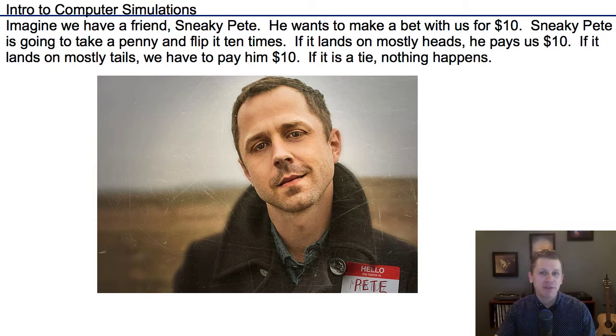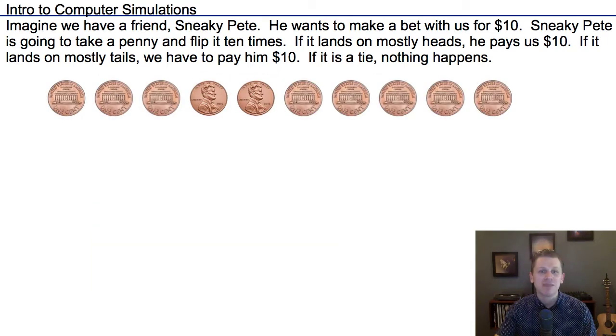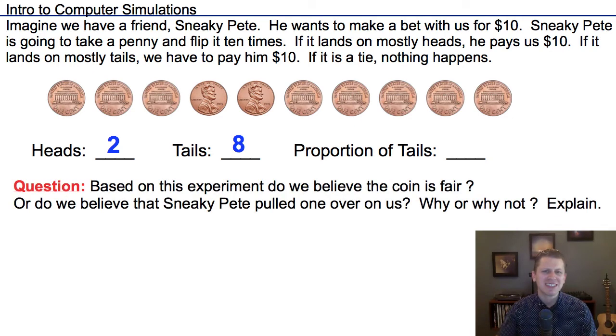Sneaky Pete flips the penny 10 times, and the results are as follows. It comes up with 2 heads and 8 tails. What that means is we now have to pay Sneaky Pete $10. My question for you is, does this seem fair? Based on the experiment, is it possible the coin is fair? Or do we believe that Sneaky Pete pulled one over on us? Why or why not? Explain your answer.